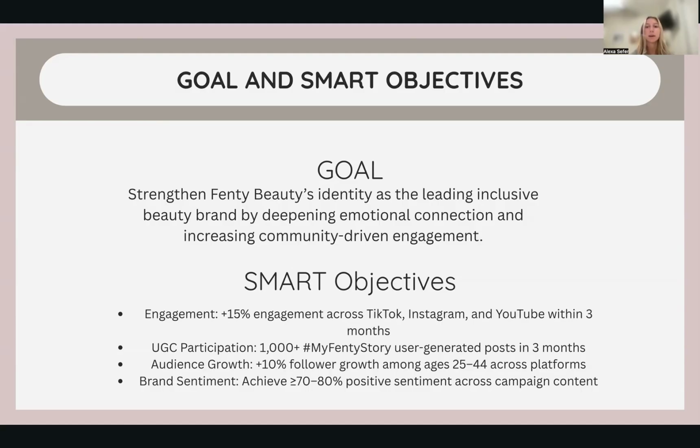First, we want to increase engagement across TikTok, Instagram, and YouTube by 15%. We believe this is a realistic target given Fenty's current performance and the high engagement rates seen for authentic user-generated content. Next, we aim to generate at least 1,000 user-generated posts using the hashtag MyFentyStory within the first 3 months. This is key for increasing reach and creating a genuine community feel. We also want to grow Fenty's following among the 25 to 44-year-old age group, a demographic often left out of beauty marketing, by 10% across platforms.